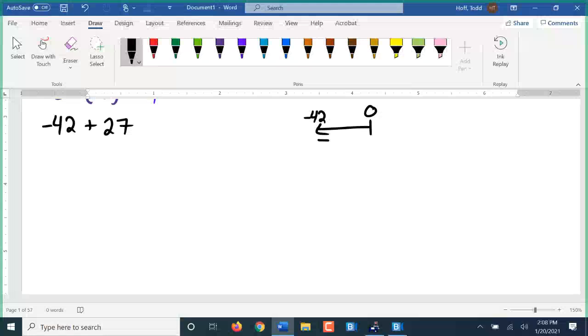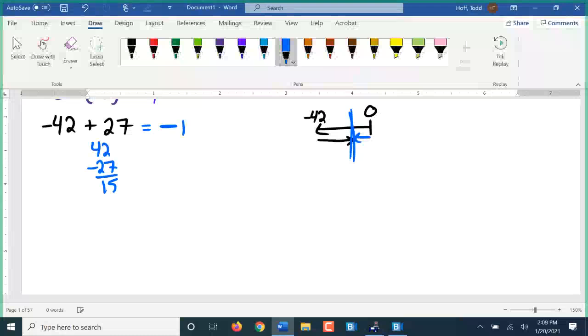27 is positive, so it goes the opposite direction. Its absolute value is smaller. It's a shorter vector, which means it stops before it gets to 0. So this picture is telling me two things. First, I ended on the negative side of 0, so my answer is negative. The second thing it tells me is that my vectors go in opposite directions, which means the value of my answer here is the difference in their absolute values, or the difference in their lengths. So I can do 42 minus 27, it's just 15. So my result is a negative 15.